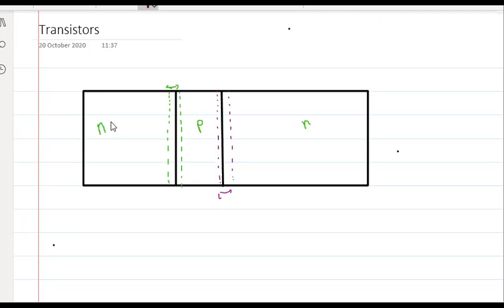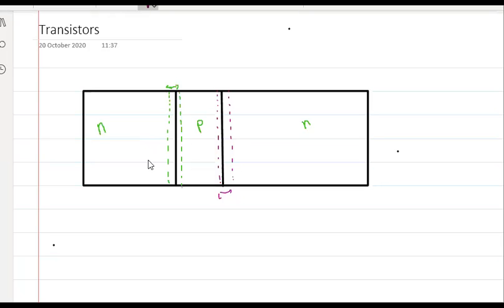Okay, right? Got it? So this is the construction. What we do is we just have two junctions. When we talk about diodes, normal diodes, we just had one N and one P semiconductor, which is joined together, or basically made in such a way that it will create one junction. Got it?